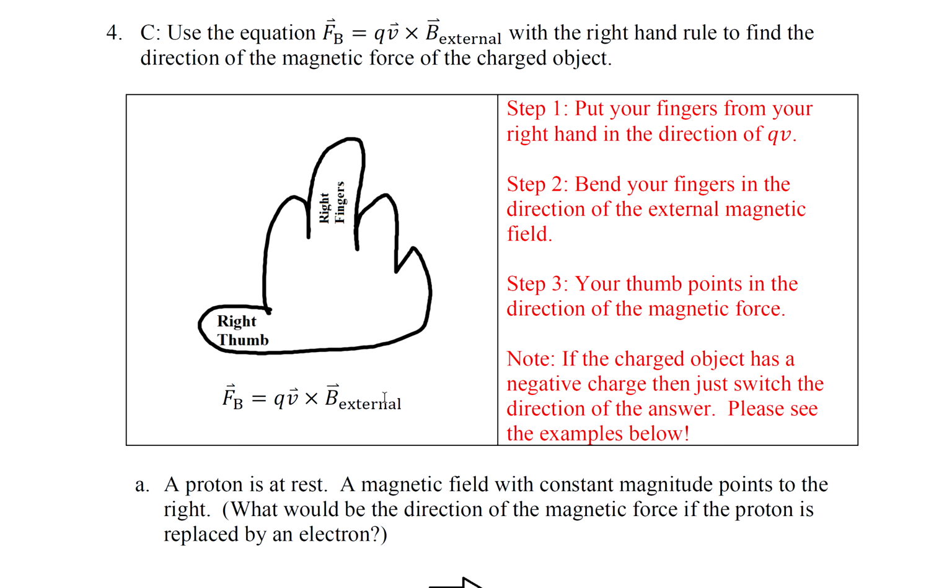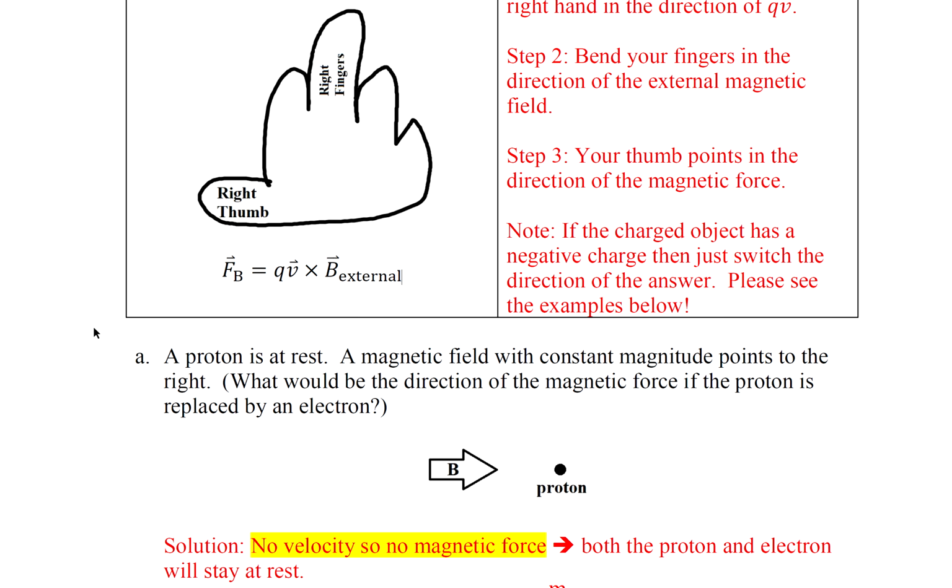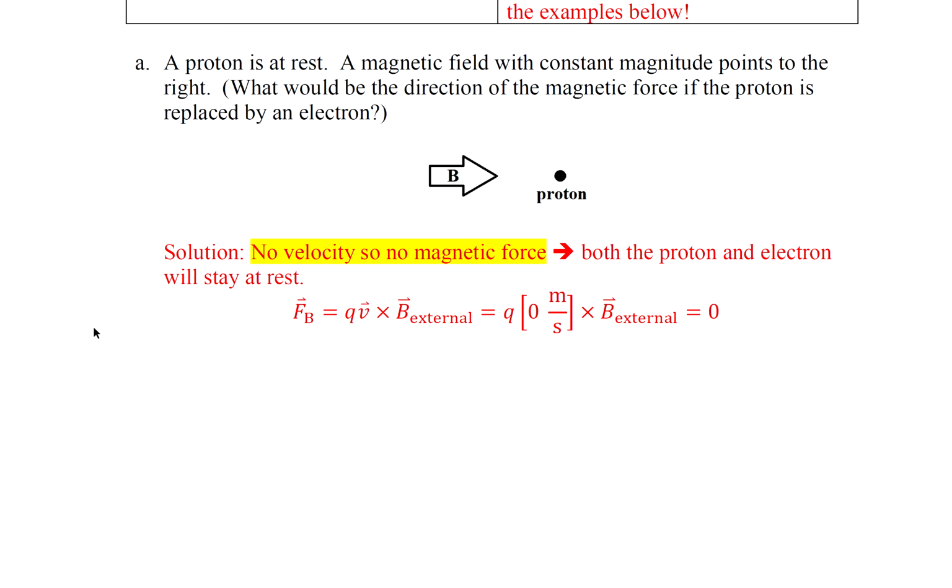So we're always referring back to this equation. Part A, a proton is at rest. A magnetic field with constant magnitude points to the right. So the proton is at rest. Look at this equation, QV cross B. If V is 0, then the magnetic force is 0.